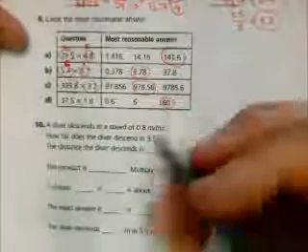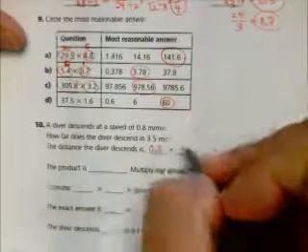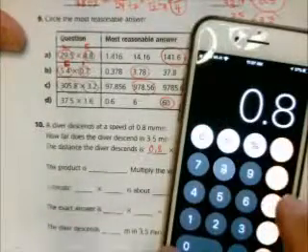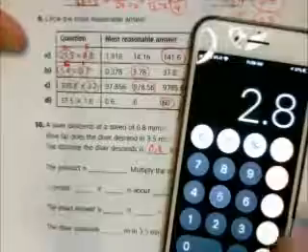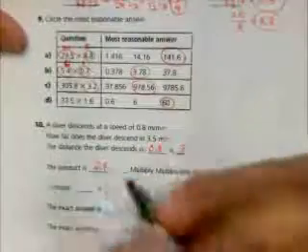Okay, a diver descends at a speed of 0.8 meters per minute. How far does the diver descend in 3.5 minutes? The diver's descent is 0.8 meters times the 3.5. Okay, so the product is, so we take the 0.8 times the 3.5, and we say 2.8. Multiply the whole numbers. So they're saying approximately 1 times about 4 is 4. Estimate, and yeah.